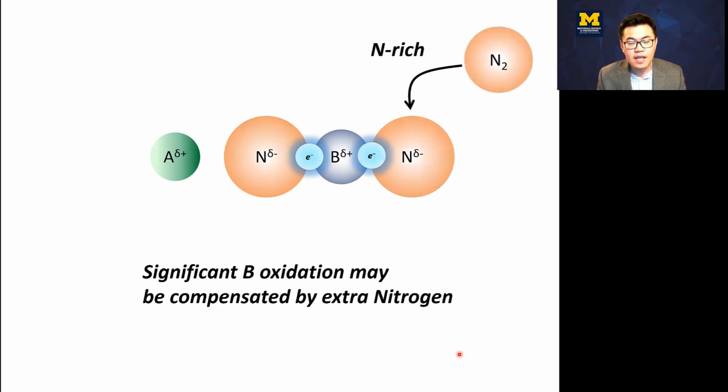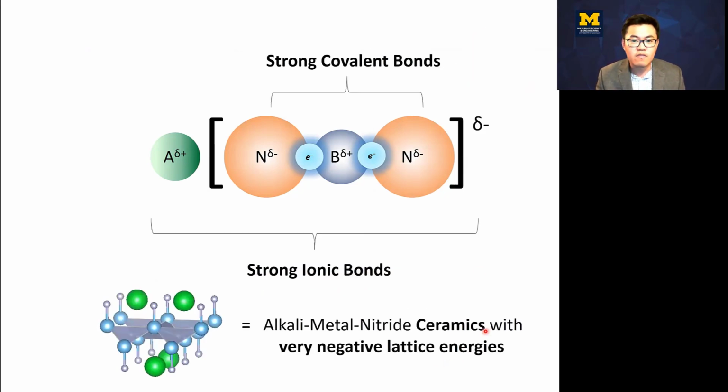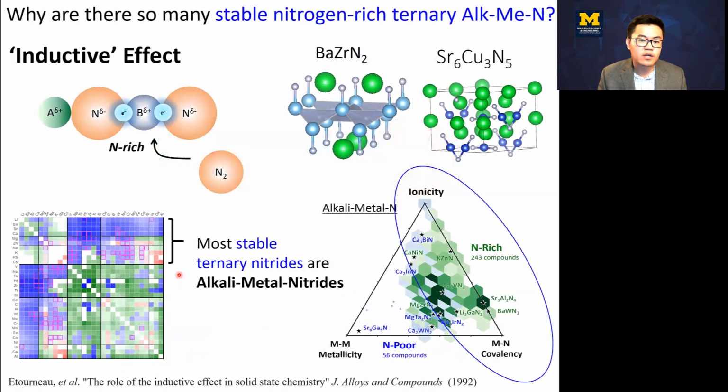And so if we look at the bonding motif of this final form, we see that we have very strong covalent bonding on the inside here, and you have very strong ionic bonding in the whole object. This leads to ceramics with very negative lattice energies, and this explains why there are so many stable ternary nitrides that are alkali metal nitrides. You get materials like barium zirconium nitride, where you have a very electropositive barium that is very ionic, and then you have these covalent zirconium-nitrogen frameworks. This thing has a very negative energy, and that negative energy breaks the convex hull and gives you a stable ternary nitride.